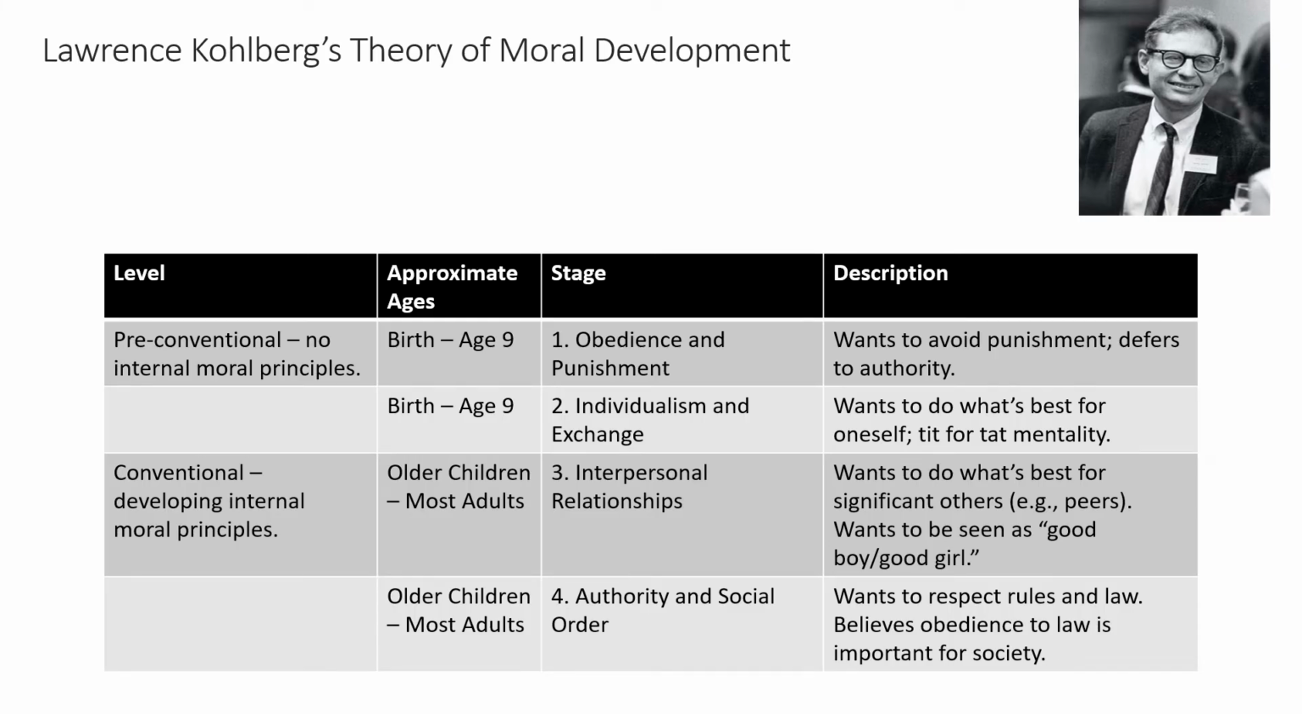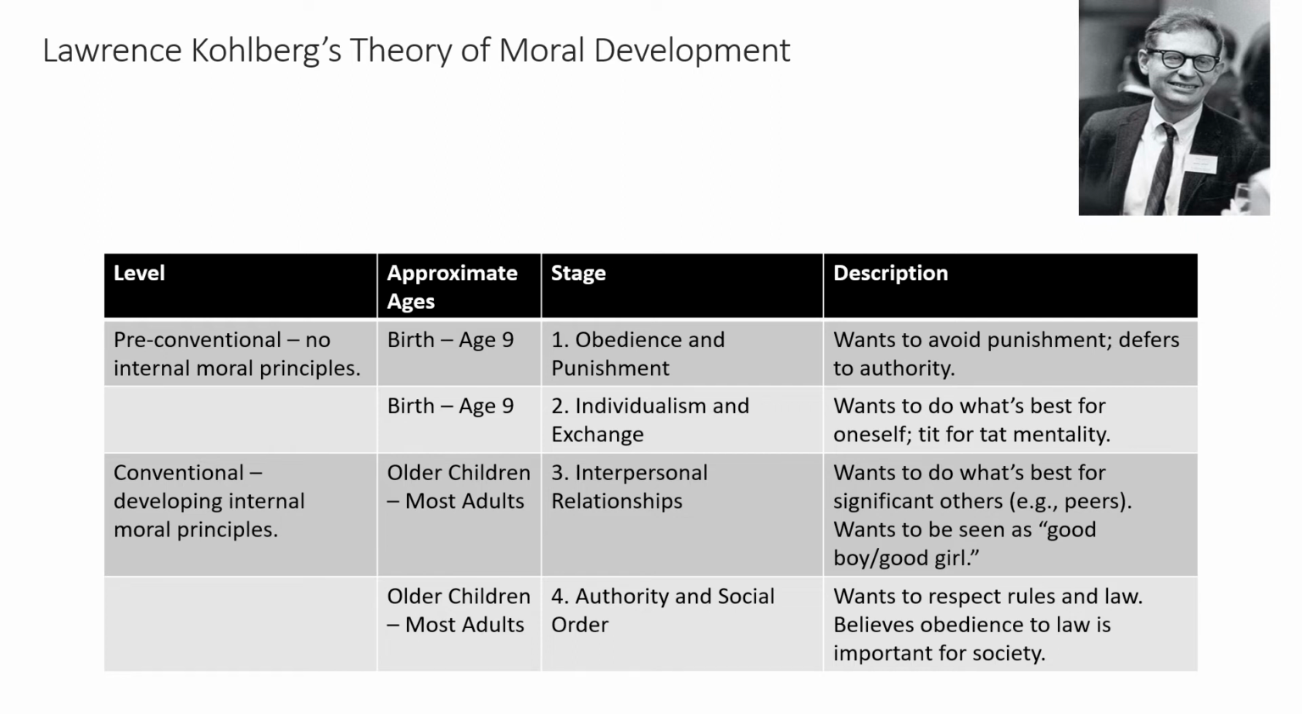Let's discuss Lawrence Kohlberg's theory of moral development. Kohlberg suggested that individuals progress through 3 different levels of moral development. The first level is called pre-conventional. At the pre-conventional level, an individual has no sense of an internal moral principle, and this generally takes place from about birth until the age of 9. This level is divided up into 2 stages.